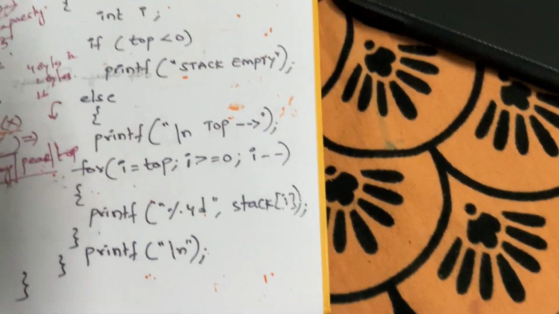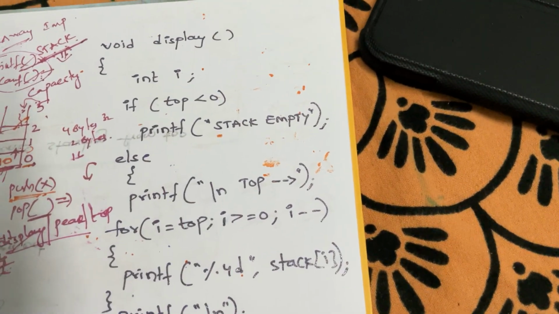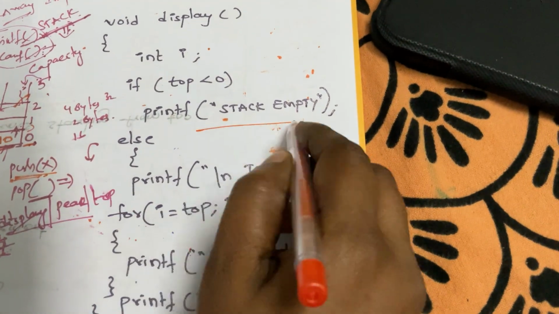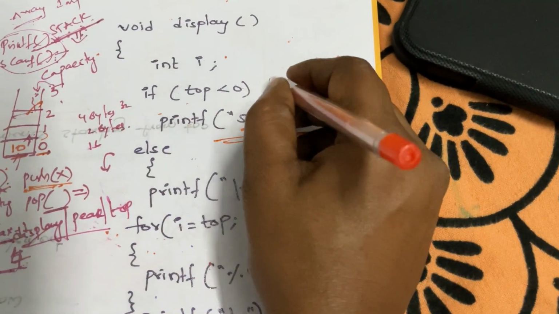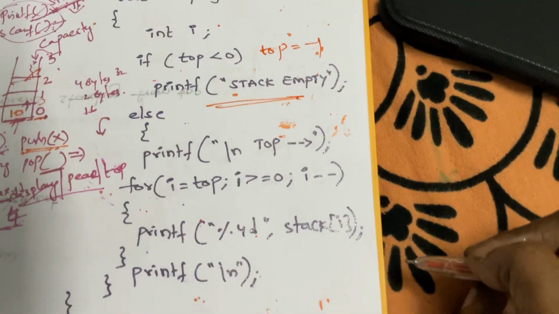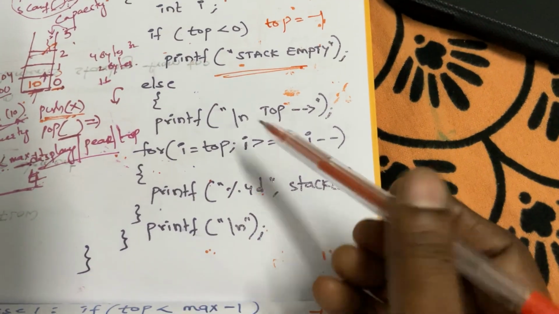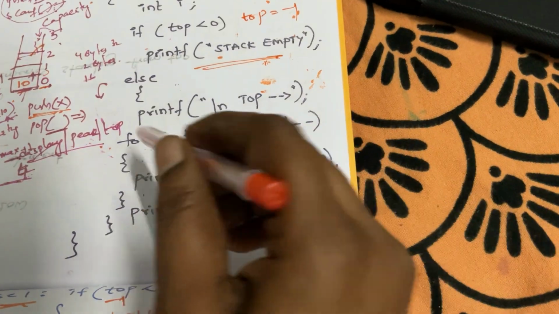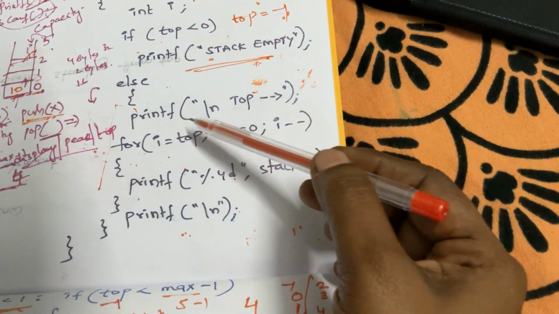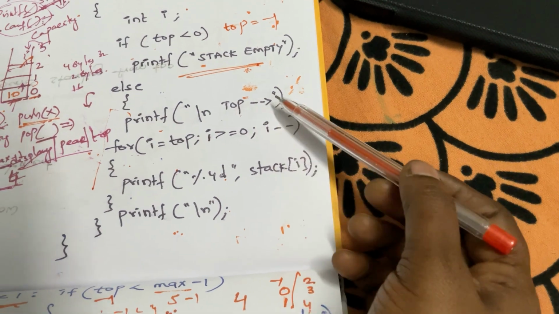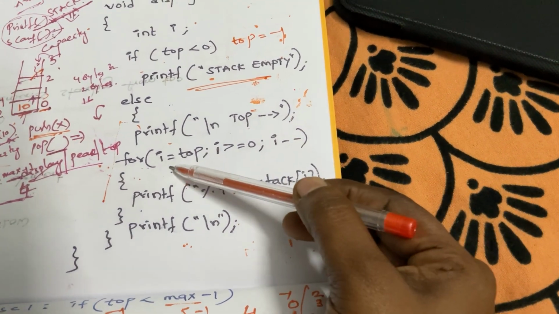Now look at this display function once. Void display, int i, if top is less than 0, stack is empty. Correct? Top less than 0, that means what? Top is equal to -1. Printf stack empty. Else, if it is not empty, you can print the elements using this logic. What is the logic? Every time top is pointing to some index value, i is equal to top.